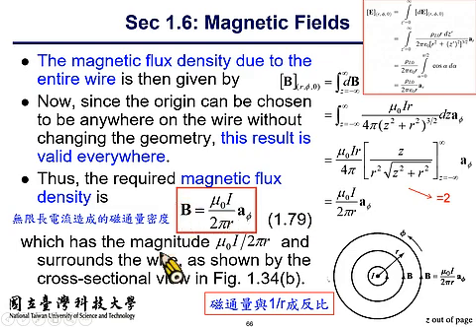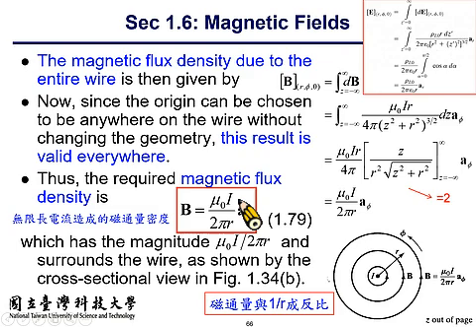So in the result, we see that from an infinitely long current line, the magnetic flux density produced is mu sub 0 I over 2 pi r, and the direction is a_phi. So what does the result suggest? It suggests the magnetic flux density is proportional to the magnitude of current. Well, that's trivial: the stronger the current, the greater the magnetic field is. And B is inversely proportional to r.